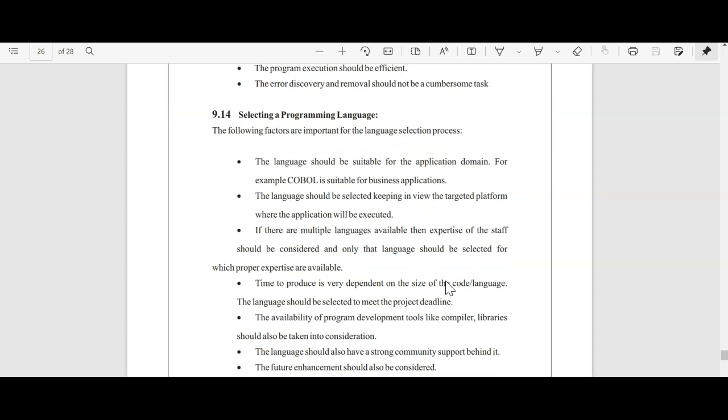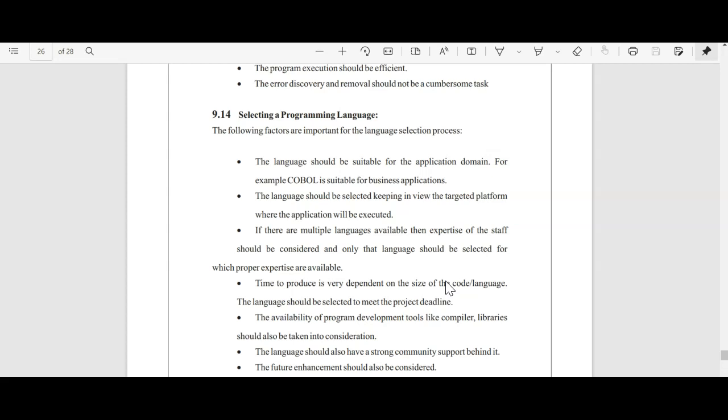So in this paragraph, it is showing how to select a programming language. Definitely, it depends on many factors. It depends on which domain you're working in, what the requirement of your business is, what the requirement of your client is, and what your knowledge even is.